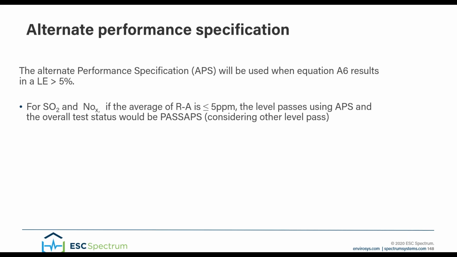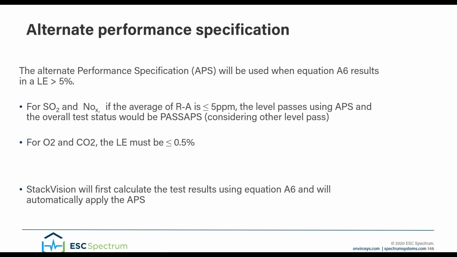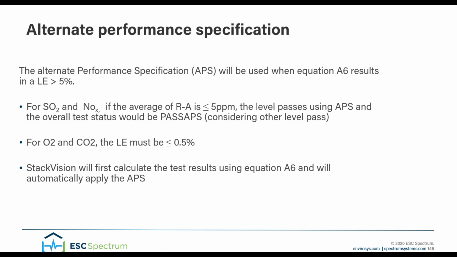Now, it's okay if you use the alternate performance specification. It's not a problem. You're not going to get in trouble because you use the alternate performance. It's just another way of calculating it and giving you the results. For the O2 and CO2, the linearity error must be less than 0.5%. And the StackVision will first calculate the test results, and then using those results, it will go ahead and automatically assign the alternate performance specification if it needs to.